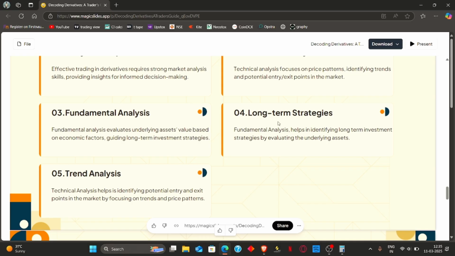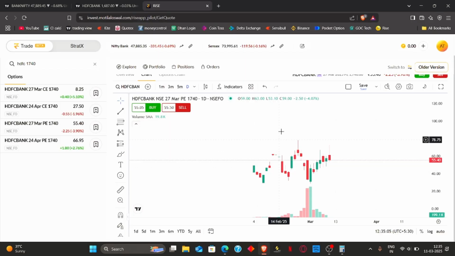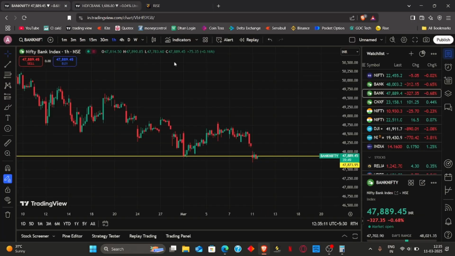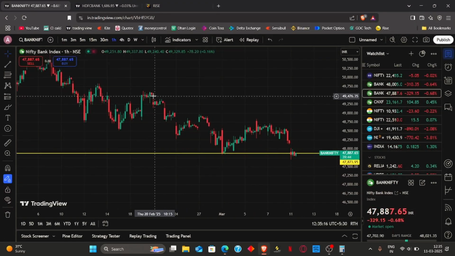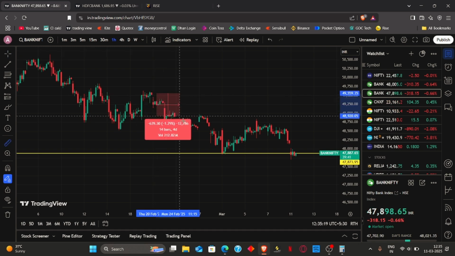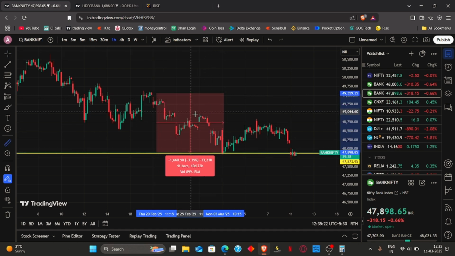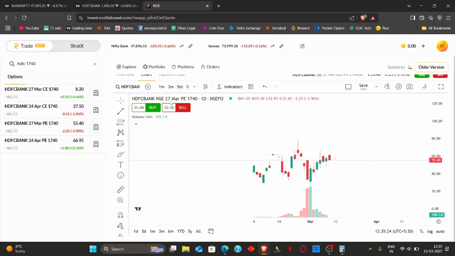Long-term strategies I've already talked about. You can just use the normal trading strategies that we use. Let us go through this section over here. We can just calculate these trend movements in the market, watch these movements, and put buy and sell orders according to the movement of the markets at that point in time, right? That's exactly how we can use it for futures and options contracts as well.